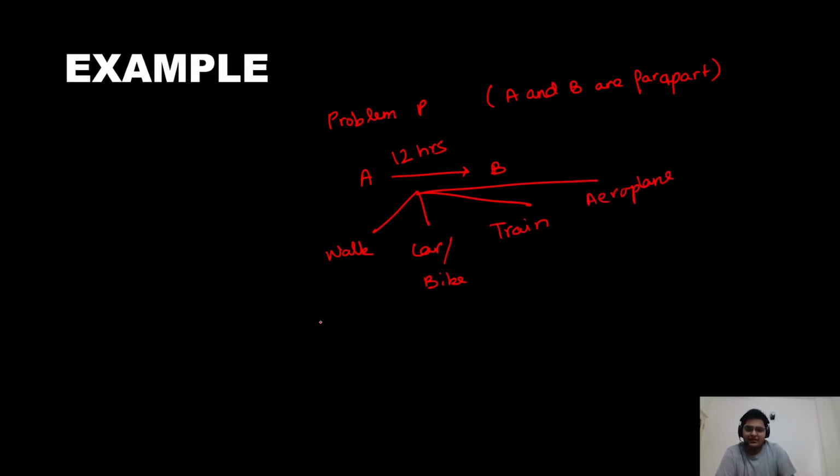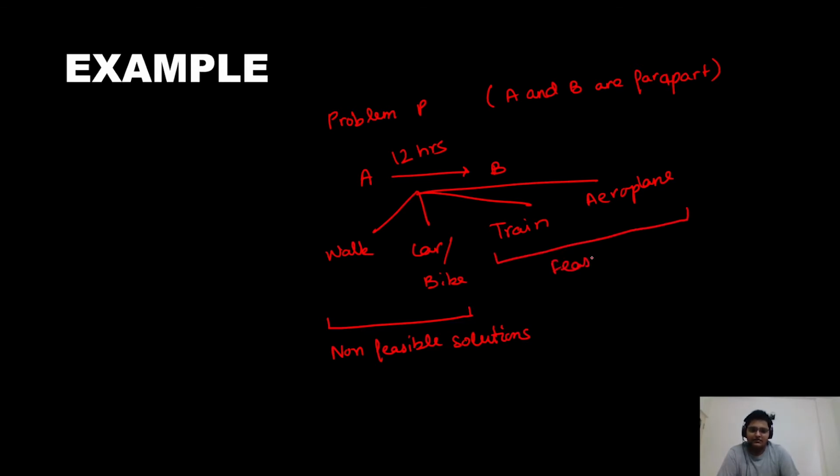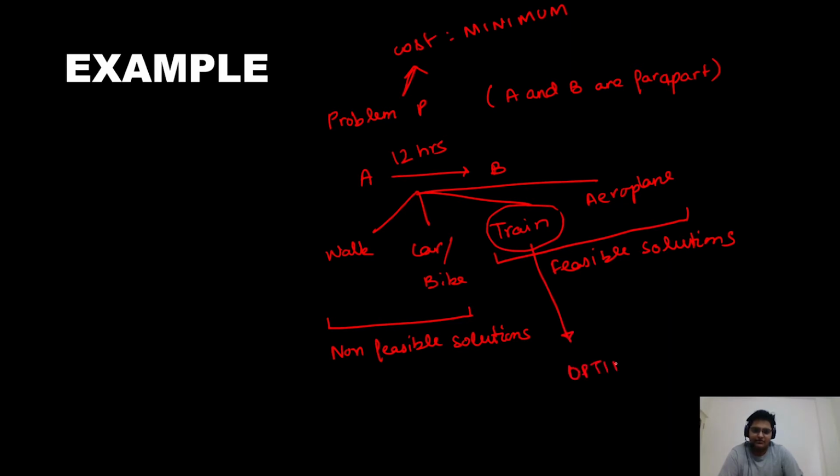Now, since we know that A and B are far apart and 12 hours is a short time, we can say that walking, taking a car or a bike are not suitable. Hence, these become the non-feasible solutions. The rest, that is taking a train or an aeroplane, they become the feasible solutions of the problem. Now, let us add a constraint to the problem. Let us say that the cost has to be minimum. This makes it a minimization problem, and generally speaking, trains are cheaper than aeroplanes. Hence, the train becomes an optimal solution to our problem.